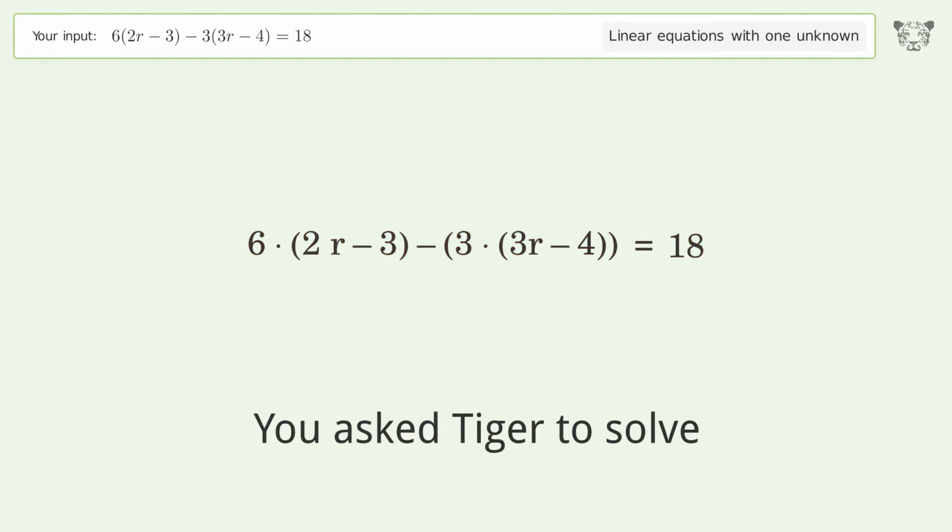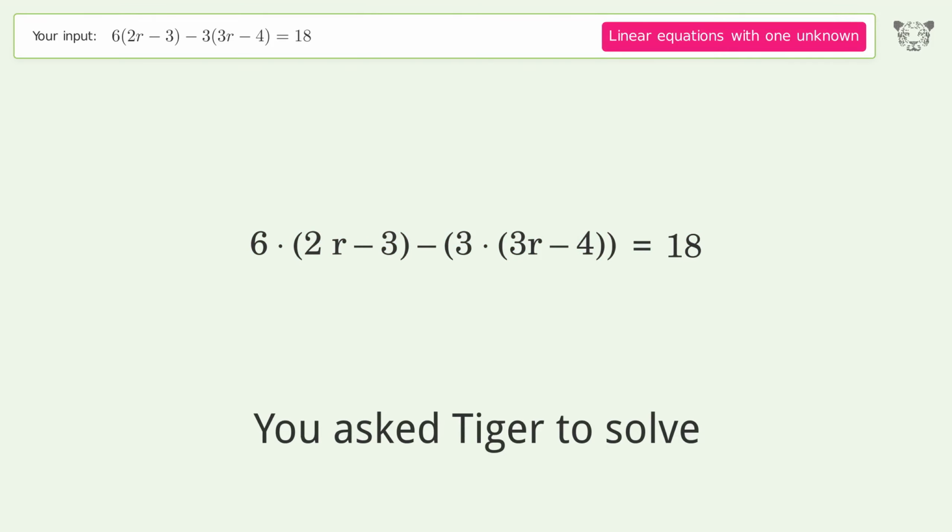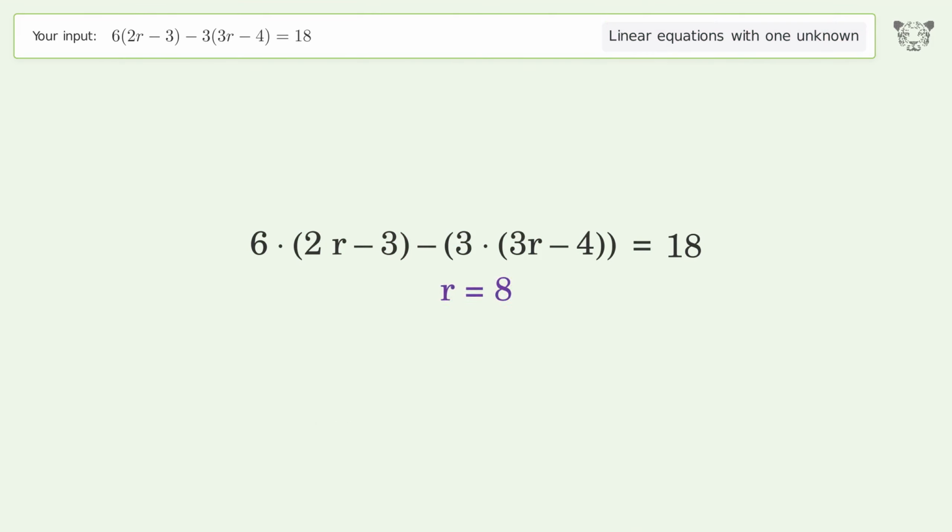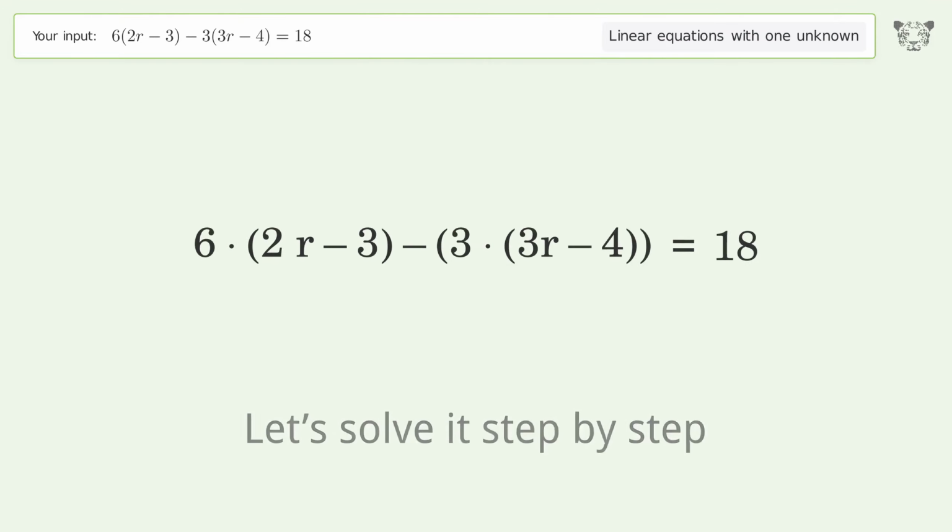You ask Tiger to solve. This deals with linear equations with one unknown. The final result is r equals 8. Let's solve it step by step.